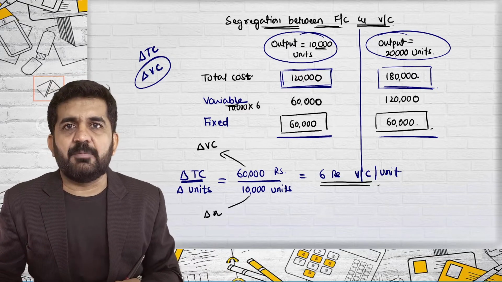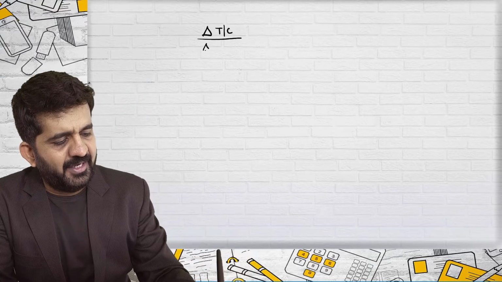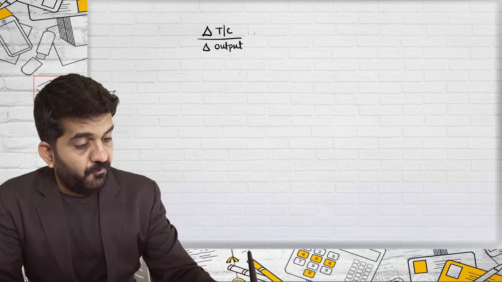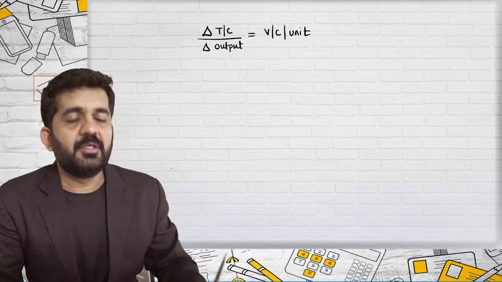How to segregate between fixed cost and variable cost? Very easy. Change in total cost divided by change in output will be equal to variable cost per unit.